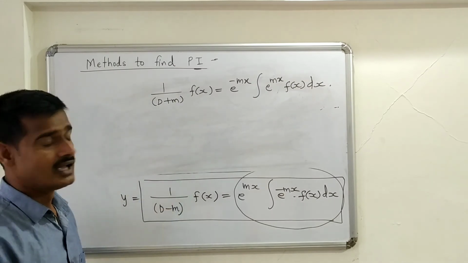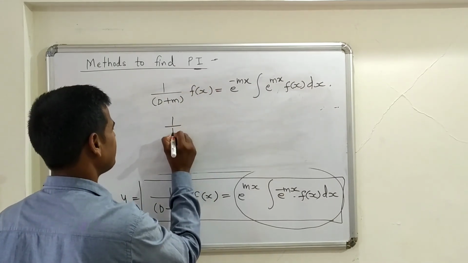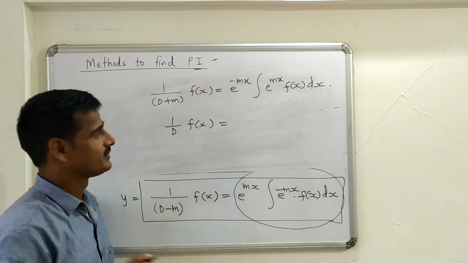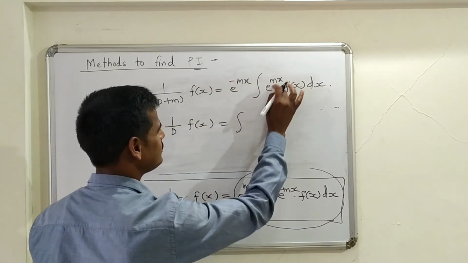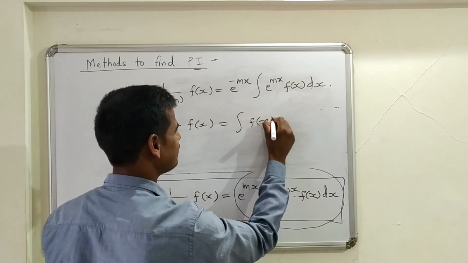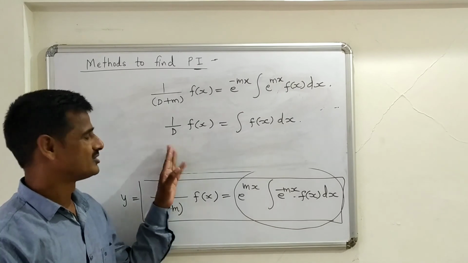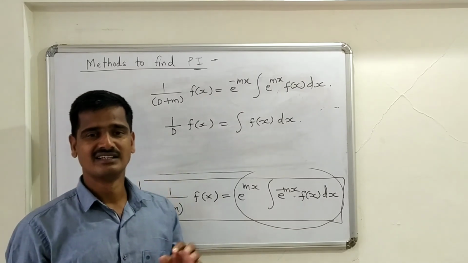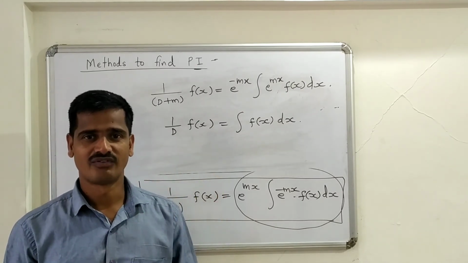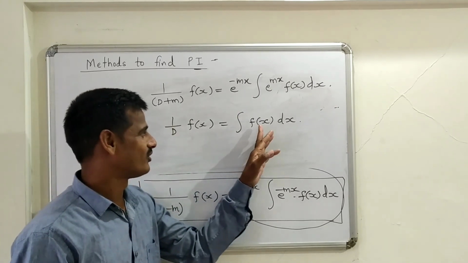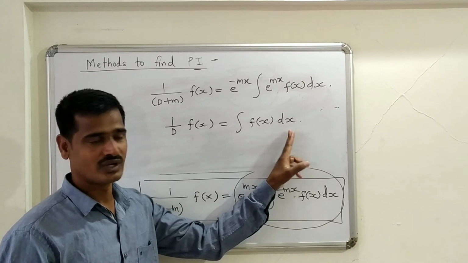And if m is equal to 0, then what will happen? e to the power 0 is 1, and here also e to the power 0 is 1, so it is simply integration of f of x dx. It is also a valid expression, because capital D stands for the differential operator, so of course 1 upon D, its inverse operator, gives us integration.